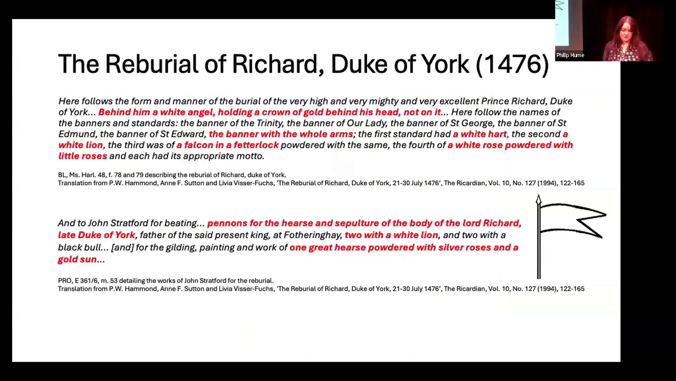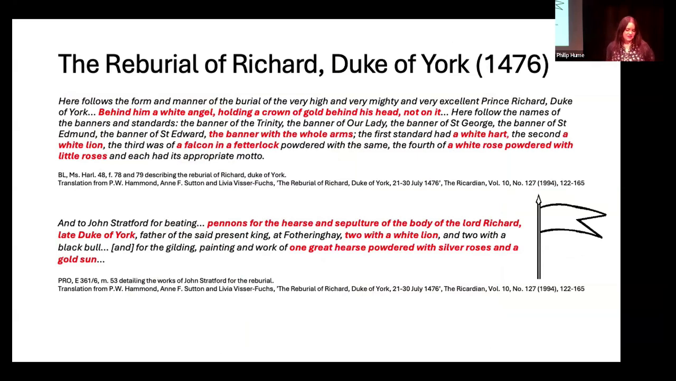One final aspect of Edward IV's rule that I wanted to look at was the reburial of his father, Richard, Duke of York. This was done in 1476, so about 15 years into Edward IV's reign. He's fairly secure on the throne at this point. He's survived rebellions. His rival claimants to the throne are kind of gone by this point. Yet he's still very much emphasising his lineage within this reburial.